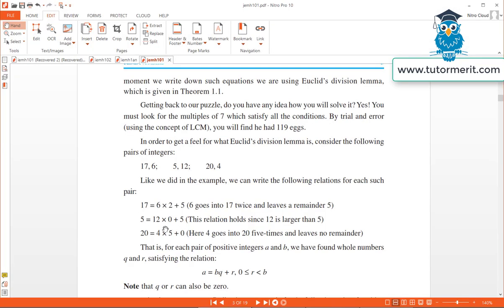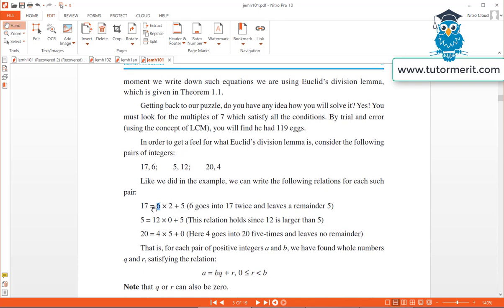So this is again the same thing. They've taken a couple of examples again. If you're dividing 5 by 12, obviously your quotient would be 0 and your remainder would be 5. And what they're trying to show you here is, every time you divide, your remainder is always less than your divisor. So here it is 5 and the divisor is 6. Here it is 5, the divisor is 12, and so on.